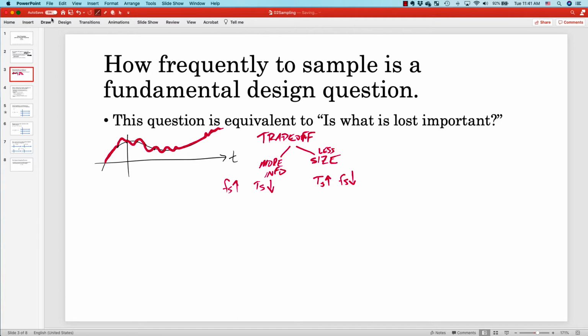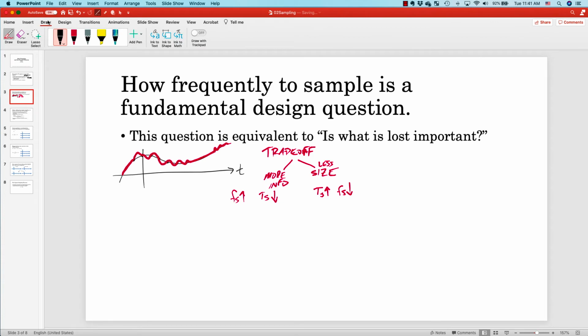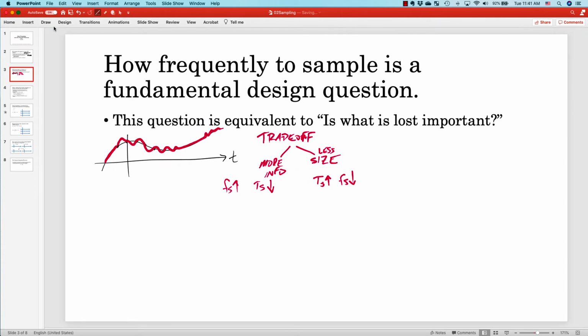So at this point, I think we have to start to try and remind ourselves a couple of facts about continuous time signals, because those facts will have implications about the answer to this question of how frequently we should sample. And the first fact I kind of want to remind you of is this duality between time and frequency.